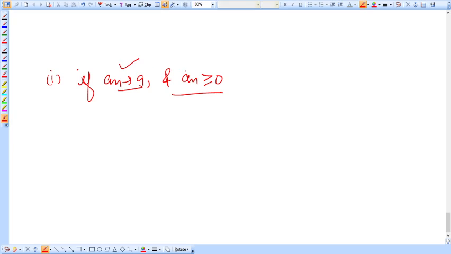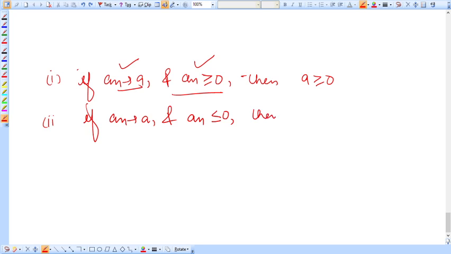Okay, if a_n converges to a and all the terms of this sequence are greater than or equal to 0, then a must be greater than or equal to 0. अगर सारी टर्म्स, किसी सीक्वेंस की सारी टर्म 0 या 0 से ग्रेटर है, तो उसकी लिमिट या जिसको वो कन्वर्ज करेगी वो नंबर भी, that number should be also greater than or equal to 0. ओके, सेकेंडली, if a_n converges to a and all the terms of this sequence are less than 0, then a is less than or equal to 0, right?